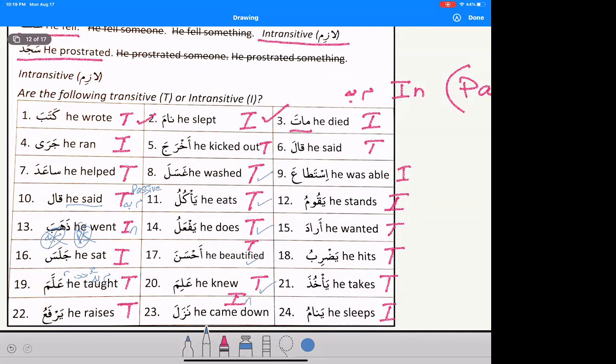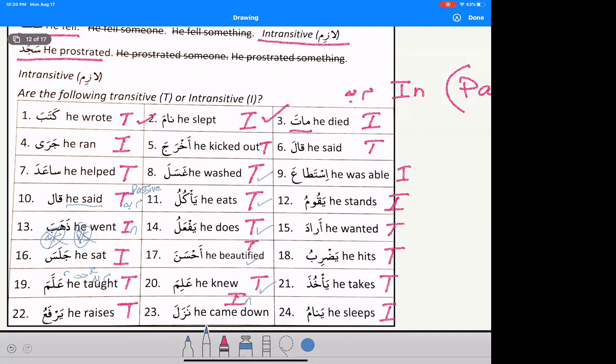It should be alama. No, alima means he knew. And alama is not a word. Allama is, yeah. Allama is a different family. Alima is a different family. Okay. Now istata'a means he was able something or someone.